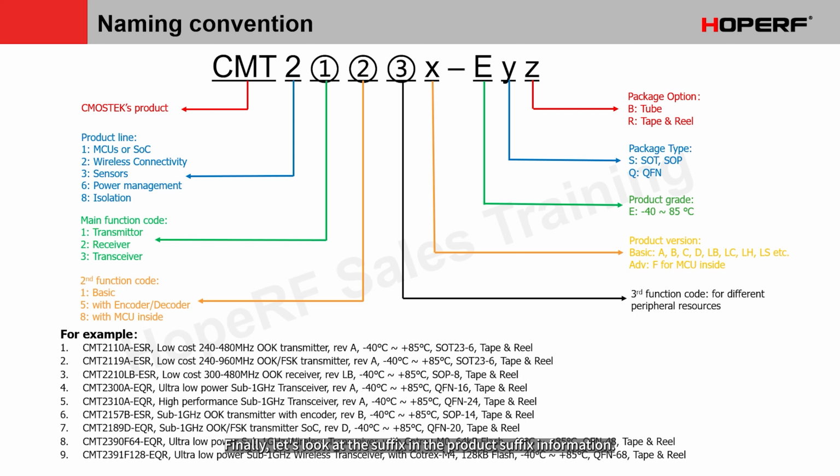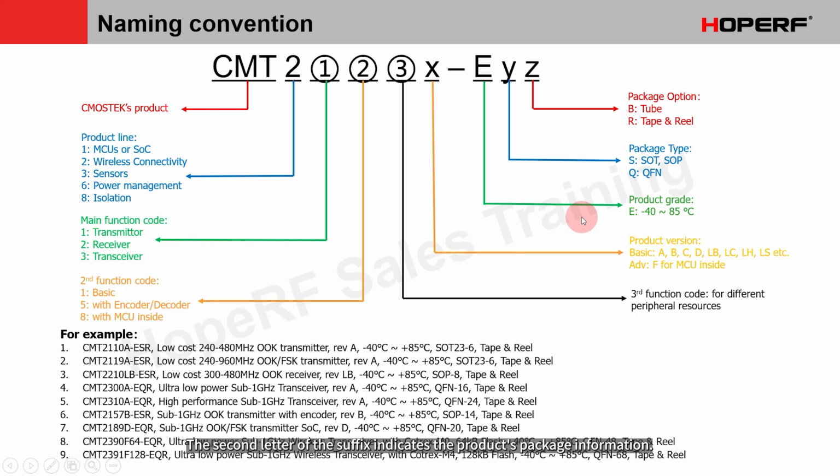Finally, let's look at the suffix in the product suffix information. This expanded suffix information indicates the chip's operating temperature rating, package information, and packaging information. Among this, the first letter of the suffix information, E, indicates an industrial-grade temperature specification, with support for temperatures from -40 degrees Celsius to +85 degrees Celsius.